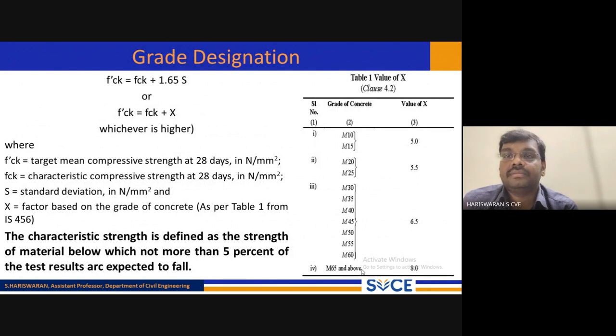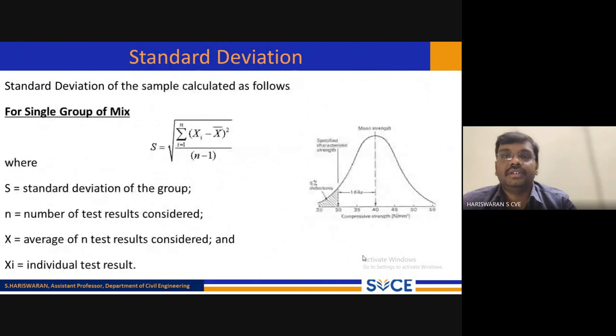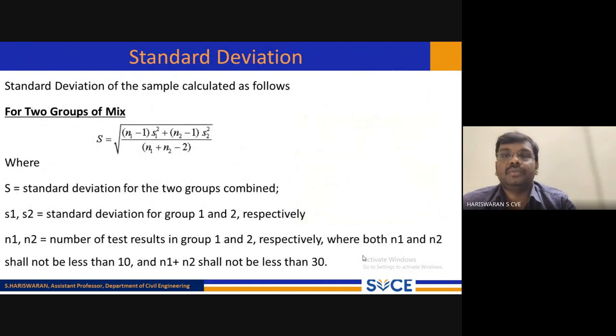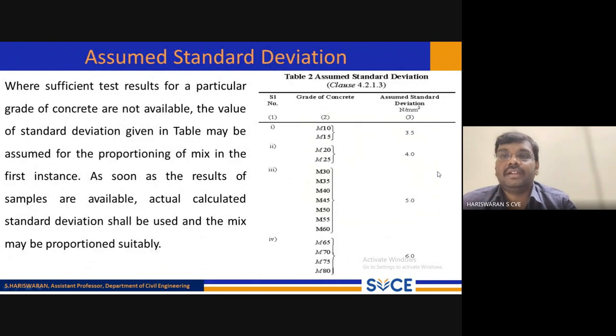Okay. So let me discuss in a step-by-step procedure. I will explain how to arrive at this value of S. Here, assumed standard deviation. If there is no test data available, we can directly assume this value and we can execute the fixing of the target strength.